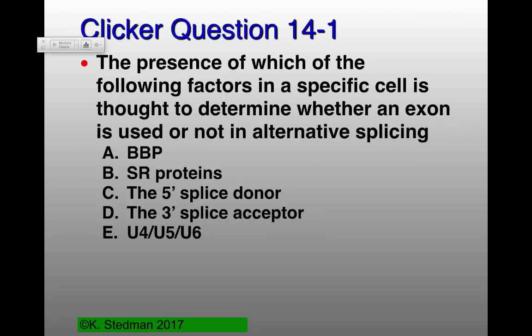The presence of which of the following factors in a specific cell is thought to determine whether an exon is used or not in alternative splicing? BBP, SR proteins, 5' splice donor, 3' splice donor, U4, U5, U6.